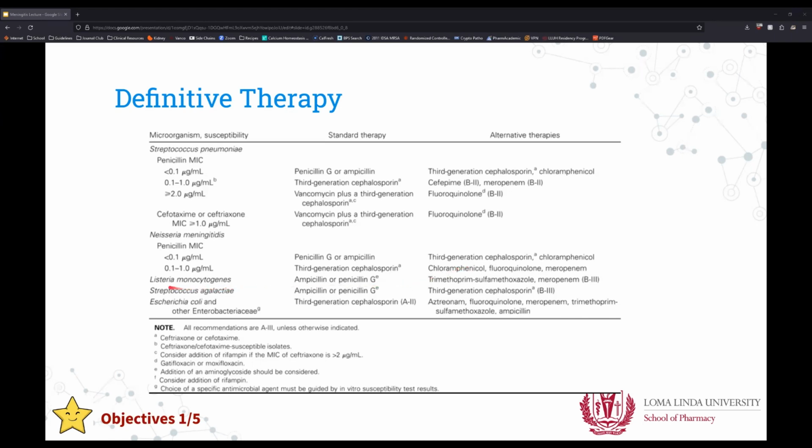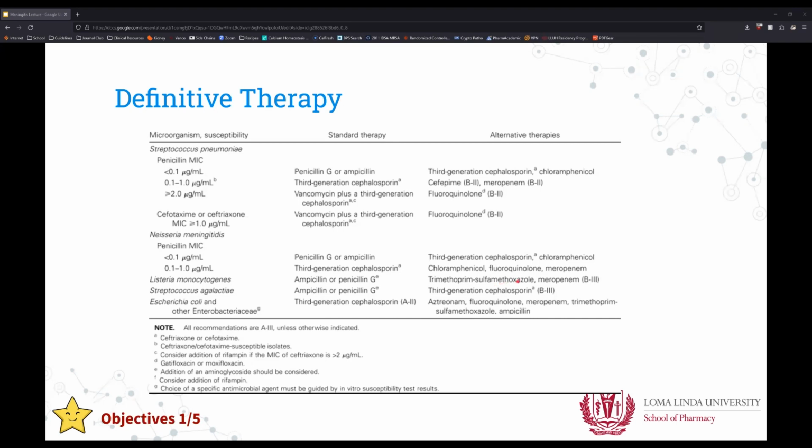And then we'll fast forward down to Listeria monocytogenes. So our agents of choice are going to be either ampicillin or penicillin G. And then another consideration here is going to be Bactrim, Septra, or trimethoprim-sulfamethoxazole, however you want to call it. And a big point to highlight with this specific drug is that Bactrim can cause hyperkalemia. So in patients with already high potassium levels, that can also be a point of monitoring if we are starting someone on Bactrim.